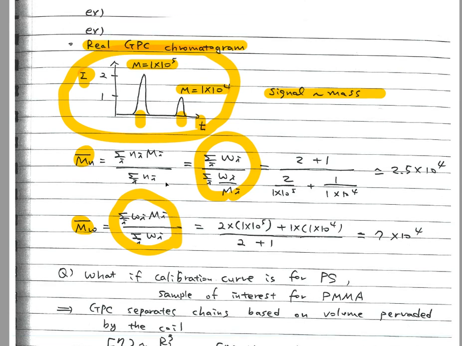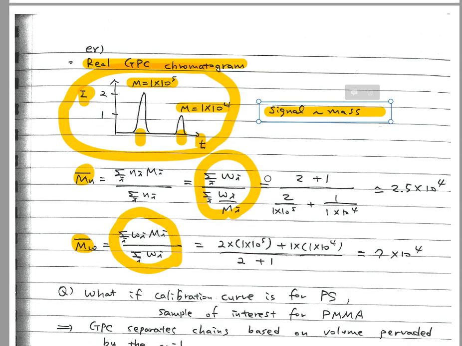Since we have the intensity or the signal size, which is proportional to the weight, the mass, it means that we have information about this weight. So the weight ratio is basically 2 to 1, and we have information about the molecular weight, 100,000 and 10,000. So by simply having the GPC data, basically molecular weight and also the intensity, you can easily determine number average and weight average molecular weight as shown in these examples. You can do it by yourself.